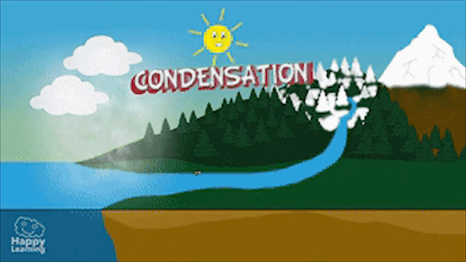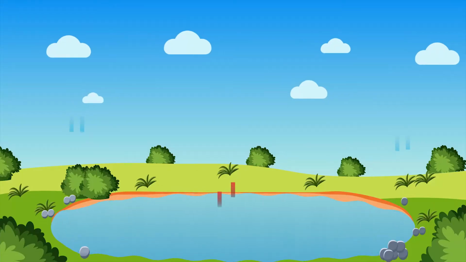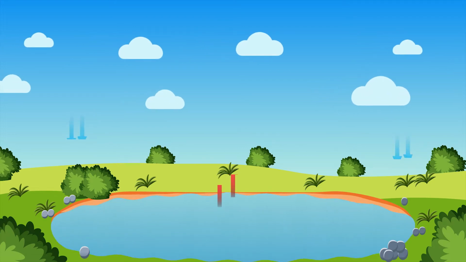Number 2 is condensation. As water vapor rises up high into the sky, it cools and turns back into a liquid, forming clouds. This process is called condensation. Currents high up in the air move these clouds around the globe.